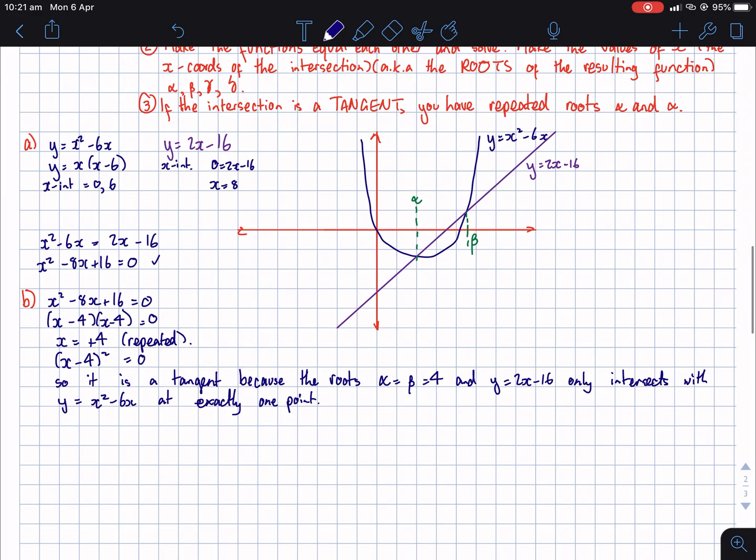So the point T, well, we know x is positive 4. So for y, we could sub this positive 4 into either of these equations. One's going to be easier than the other. I'm going to do 2 times 4 take 16, which is negative 8. So T is (4, negative 8).